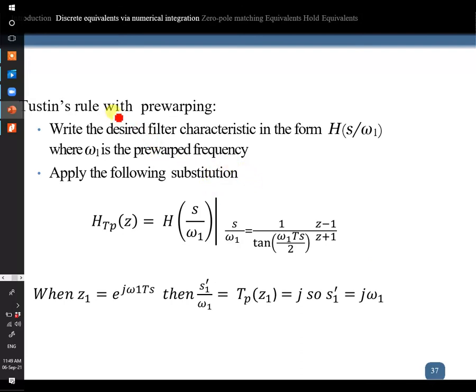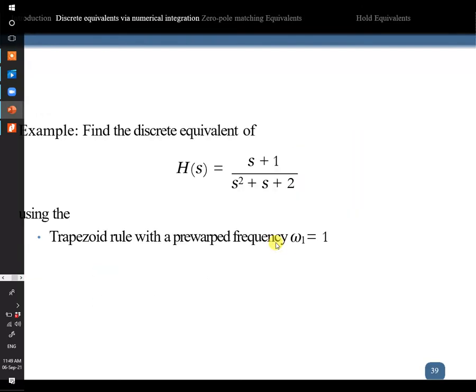How can I use the testing rule with pre-warping? Write the desired filter characteristic in the form of H(s) at omega1 in this discrete time, where omega1 is the pre-warping frequency. Apply the following substitutions: H(z) in the discrete time becomes H(s) at omega1, where you put s by the testing rule. Now we give one example so it will be clear.